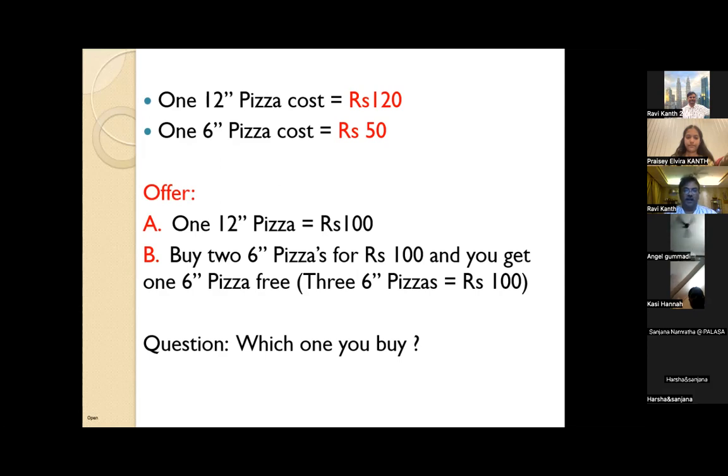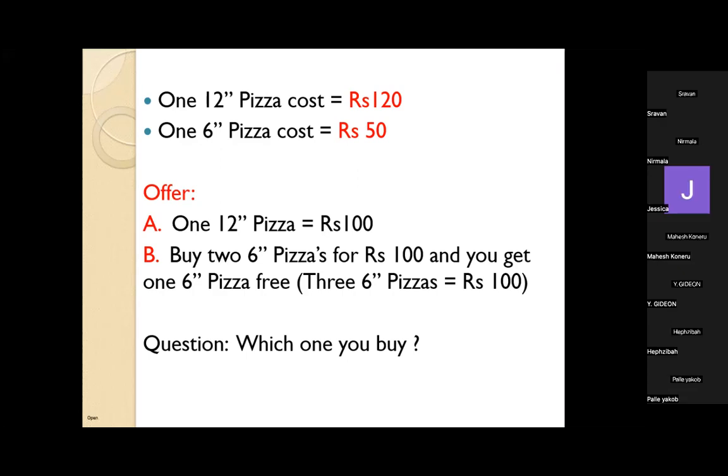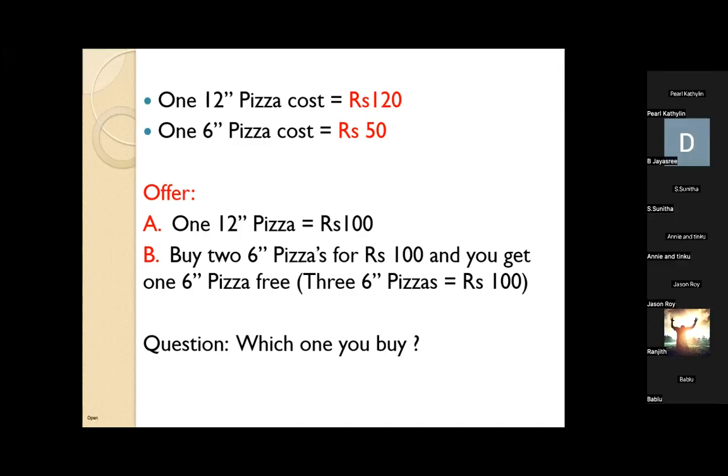And Pizza Hut, or whatever the restaurant, is giving an offer. One 12-inch pizza originally costs 120, but the offer is 100 rupees. Otherwise, there is another offer: buy two 6-inch pizzas for 100 rupees and you get one 6-inch pizza free. That means three 6-inch pizzas for 100 rupees. So which one would you buy?